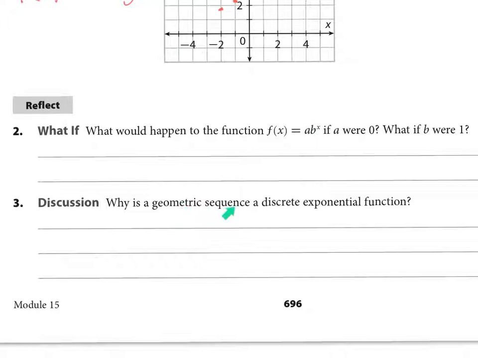Why is a geometric sequence a discrete exponential function? Because we're talking about individual points. Whenever we do a geometric sequence, we're talking about distinct values for x each time. So as we graph those, we get a discrete function.